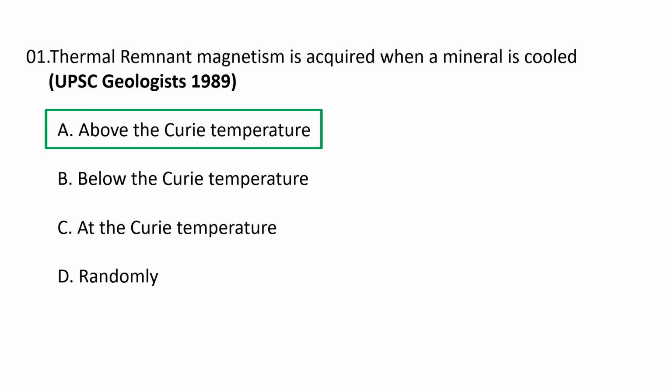So, thermoremnant magnetism is also known as TRM. It is the remanence acquired by a rock containing ferromagnetic substances when it is cooled from a temperature above its Curie temperature to a lower temperature in the presence of a magnetic field. So the correct option is A, above the Curie temperature. This was the question asked in UPSC Geologists 89.